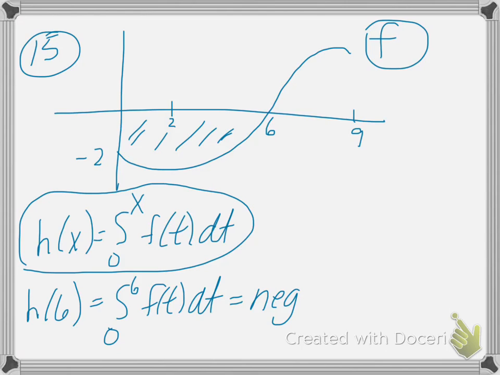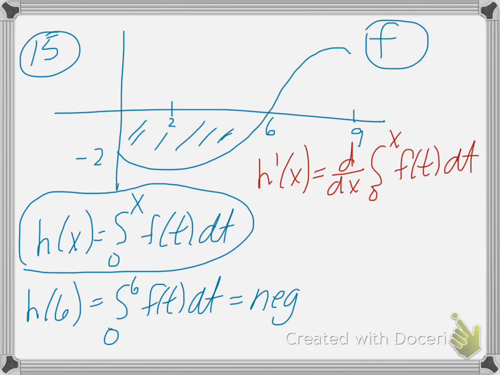Okay, then we need to investigate what happens with h prime of 6. Well, before you can find h prime of 6, you're going to have to find h prime. So we're going to add a prime to both sides. And then you can see that this is now the second fundamental theorem of calculus, so h prime of x is just equal to f of x. Because the second fundamental theorem of calculus says take this upper limit and just put it in where there's t.